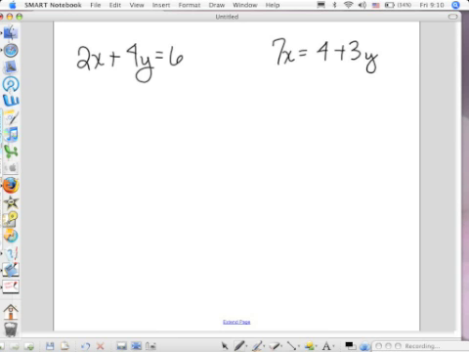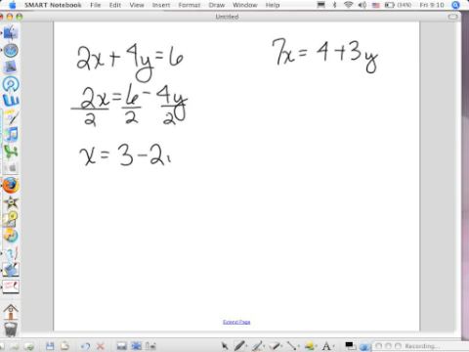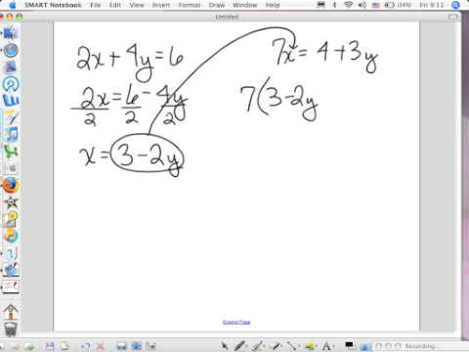Because if I move the 4y to the other side by subtracting it, and now I want x by itself, so I divide by 2, but then I have to divide everything by 2. I have found the phrase that x is equal to, and I don't have fractions. So x is equal to 3 minus 2y. So I'm going to substitute that into the other equation for x. So 7 times (3 minus 2y) is equal to 4 plus 3y. X is eliminated, it's gone.